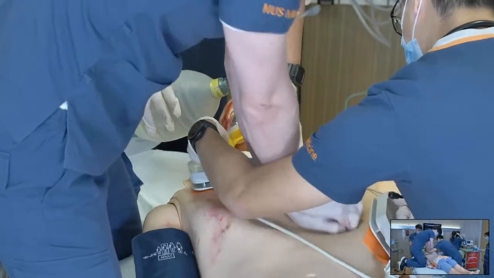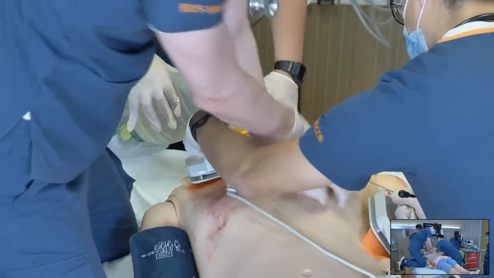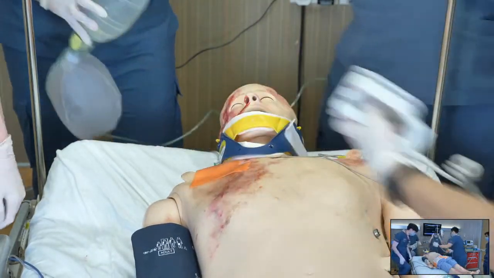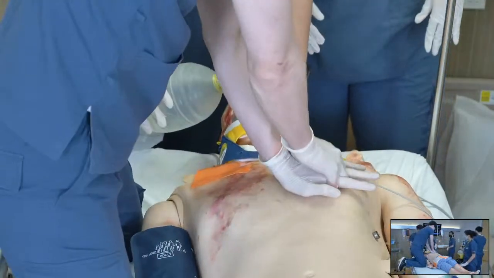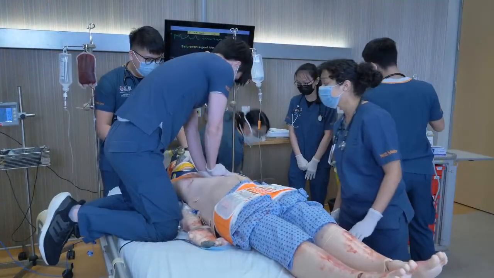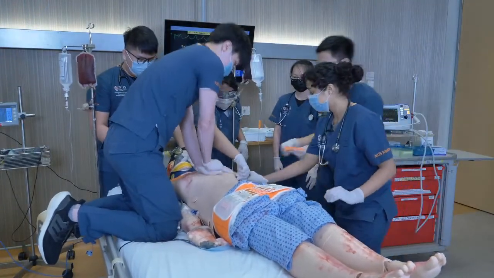Okay, so shocking safety is very important. 3, 2, 1, all clear. Okay, second shock given. Okay, not yet. I'm noting that the patient seems to be cyanosed centrally. Let's get ready to intubate the patient. Okay, patient still not responding.